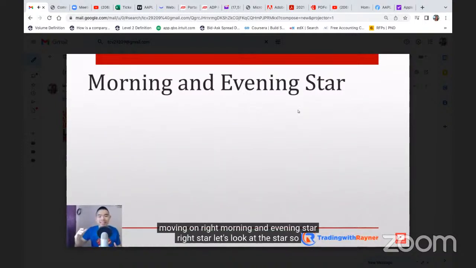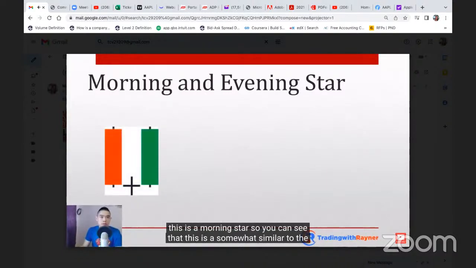Moving on, morning and evening star. Let's look at the star. So this is a morning star. You can see that this is somewhat similar to the engulfing pattern, but with a slight variation to it. First candle, sellers are in control. Open over here and closing near the lows. Second candle, which is this doji looking candle, is indecision.